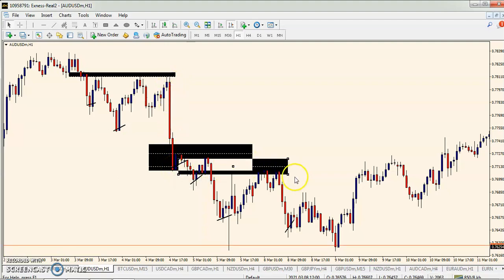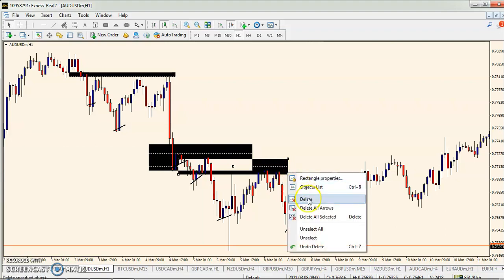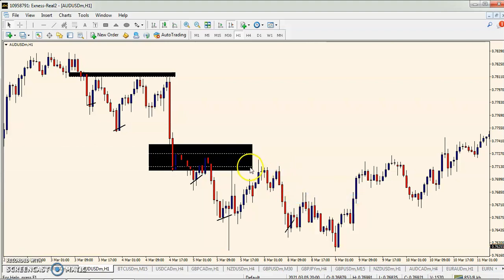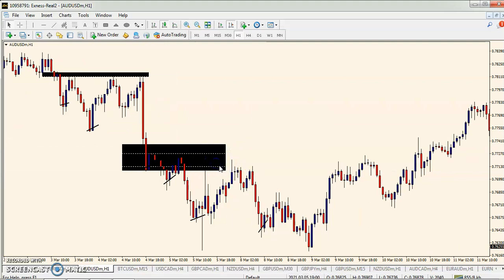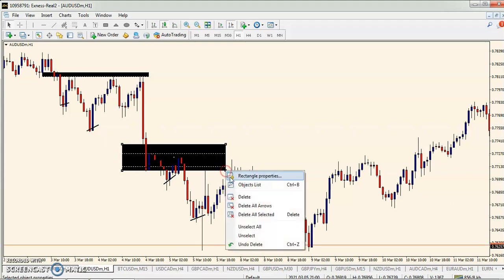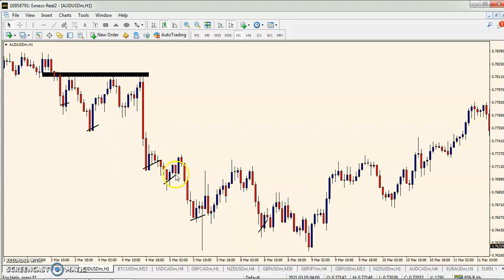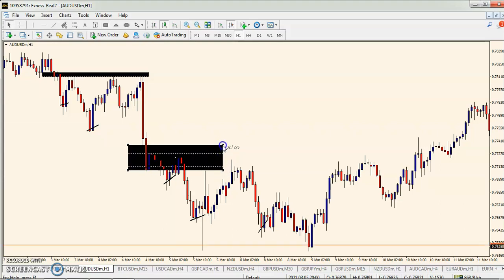So let me delete this also so you can understand. I want to move step by step. So this is our lower low. Draw the order block. Come here, guys, draw the order block, include the top wick of that bullish candle. Yes, we have included the top wick of that bullish candle.